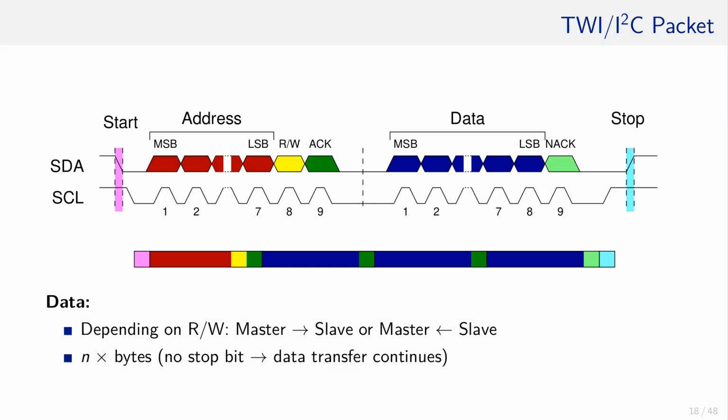After the acknowledgement, the data transfer starts. Depending on the direction bit sent earlier, either the master or the slave writes to the SDA line, while the acknowledgement travels in the opposite direction. As long as no stop condition, here in cyan, is sent, multiple bytes, each acknowledged, can be transferred as seen here below.